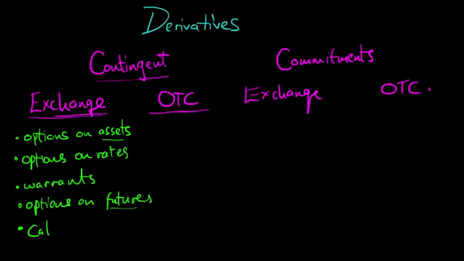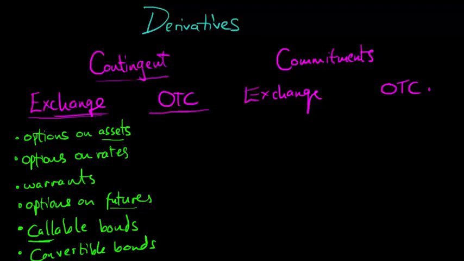Okay, we've got callable bonds, which are not an actual derivative in and of themselves, but by containing an implicit call, they have a derivative incorporated into the bond. And we've also got convertible bonds, which in the same way are not derivative contracts in themselves, but they contain a derivative in that they have the convertibility into equity under certain conditions. So it's a bond with a derivative component packaged inside it.